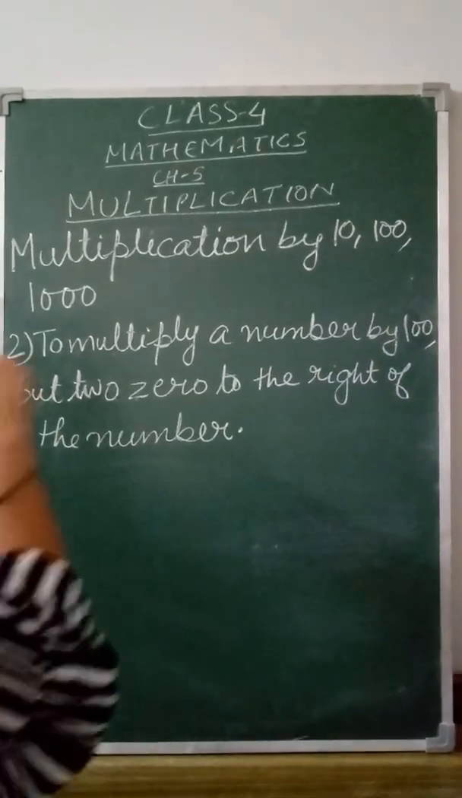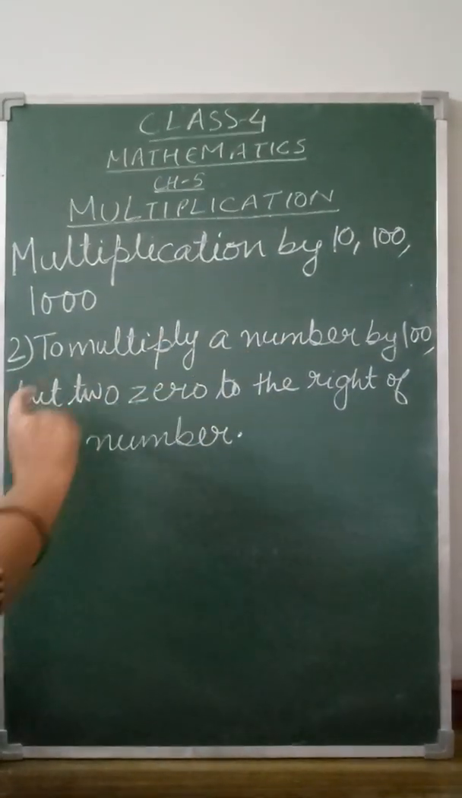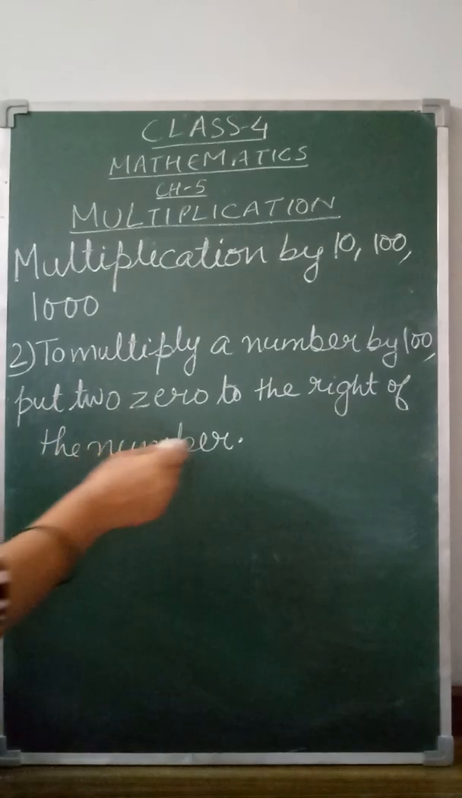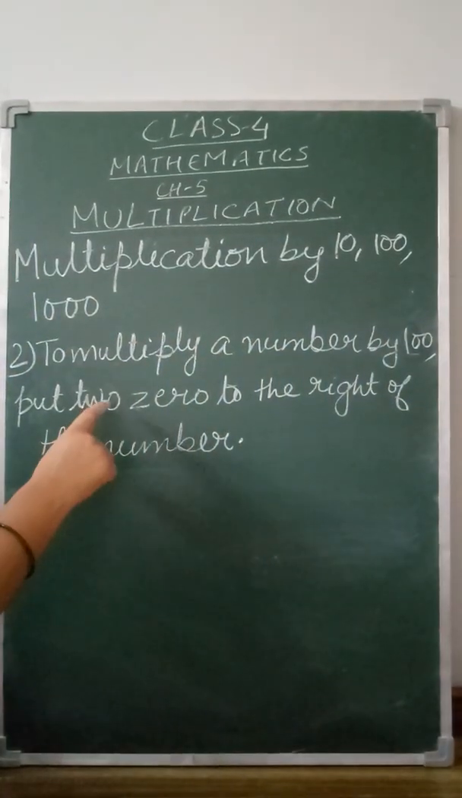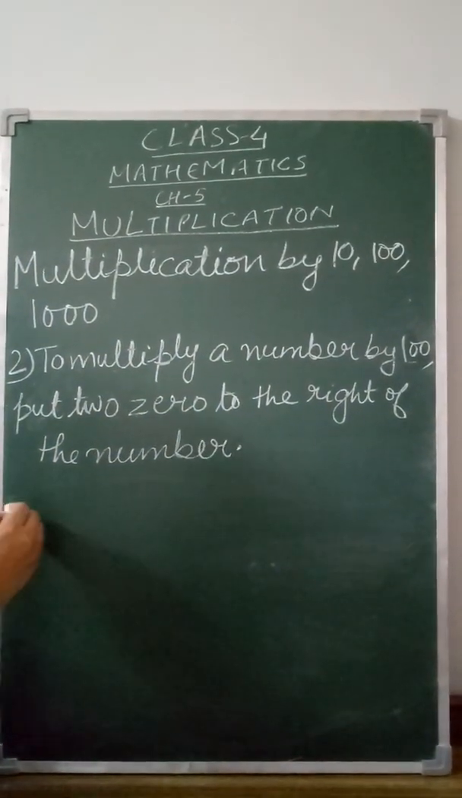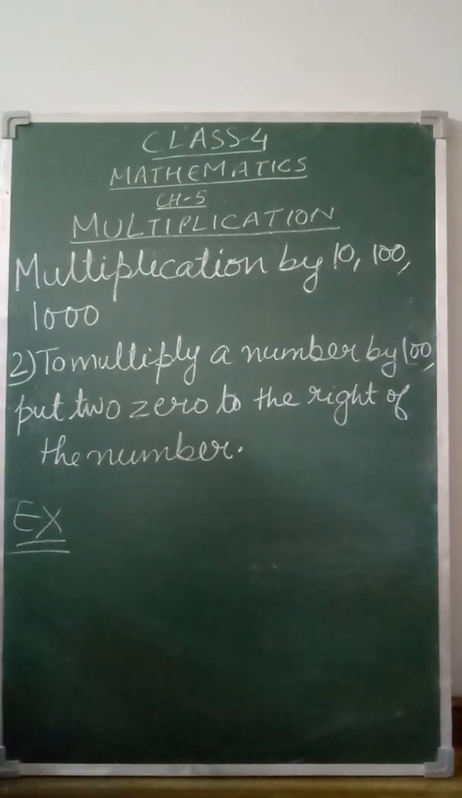The next point is to multiply a number by 100. Put 2 zeros. Why 2 zeros? Because in 100 we have 2 zeros. Put 2 zeros to the right of the number. Let's take another example to prove this one.